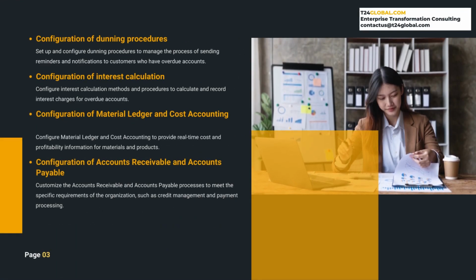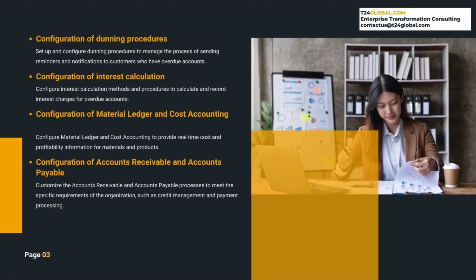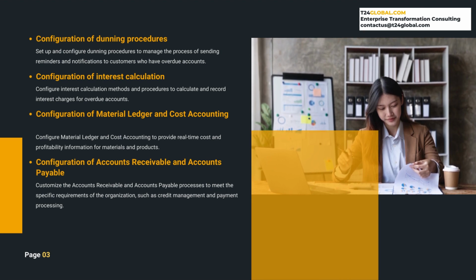Configuration of dunning procedures. This customization involves setting up and configuring dunning procedures to manage the process of sending reminders and notifications to customers who have overdue accounts. The key roles involved include the accounts receivable accountant, who defines the dunning procedures, and the technical consultant, who configures the system. The activities involved include defining the dunning procedures, specifying the dunning levels, and configuring the dunning letters.